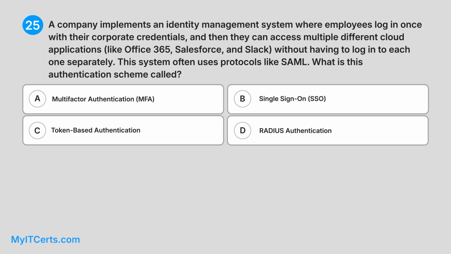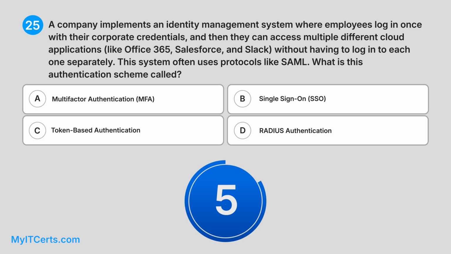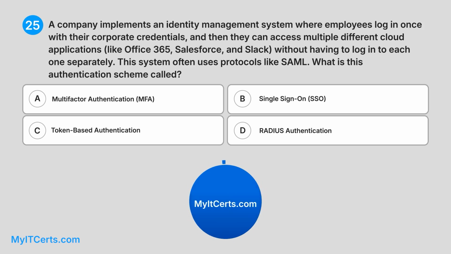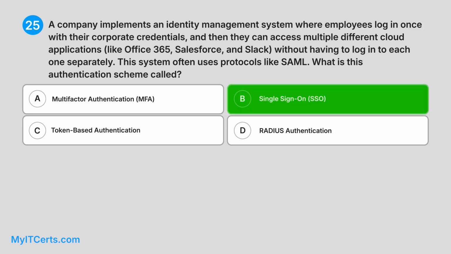A. Multi-factor authentication, MFA. B. Single sign-on, SSO. C. Token-based authentication. D. RADIUS authentication. Do you know the answer? Correct answer. B. Single sign-on, SSO.